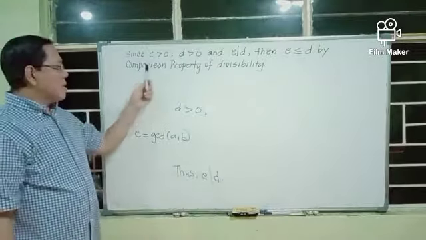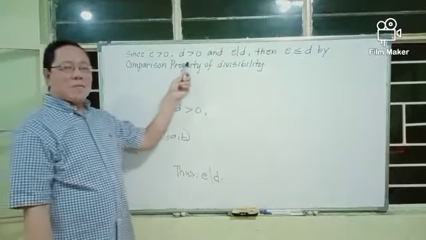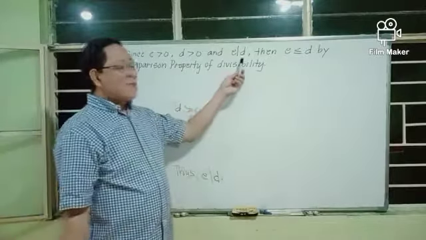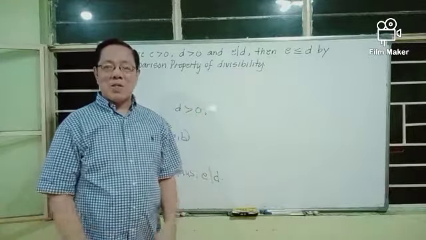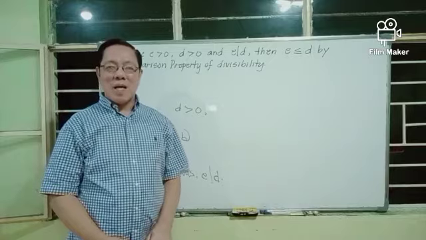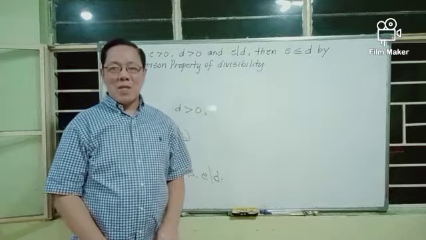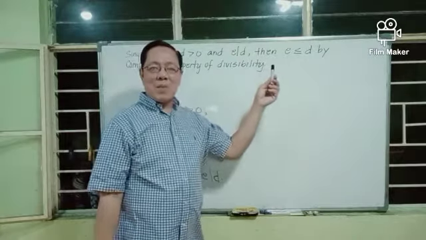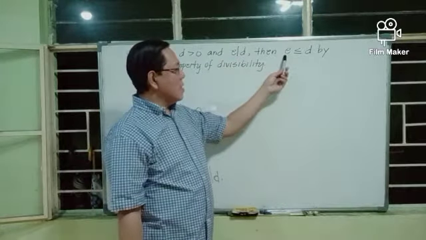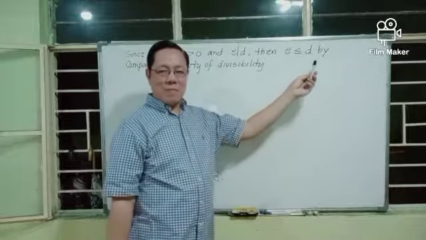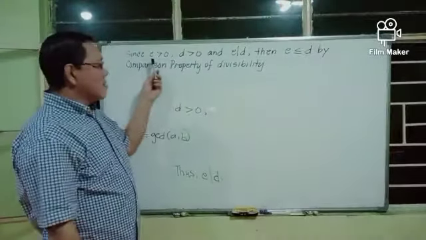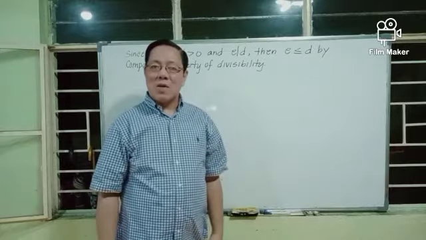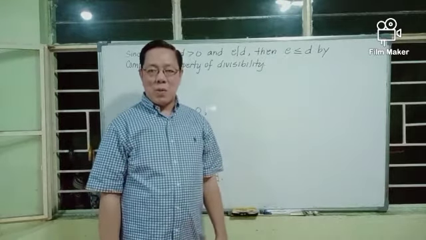Again, because E is greater than 0 and D is greater than 0, and we have shown that E divides D, where D is equal to the linear combination of A and B of the form SA plus TB for some integers S and T, then by the comparison property of divisibility, we conclude that E is less than or equal to D. Now, E here is greater than 0. So E here must also be an element of set Q.